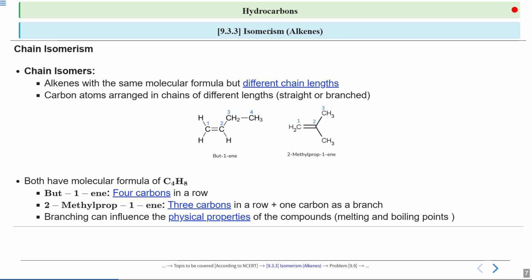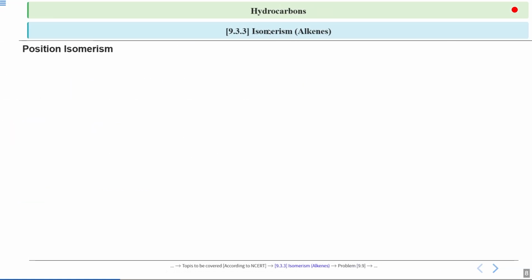We will deal with this in later slides, and we have seen a part of it in the alkanes also, how branching can affect physical properties like solubility, boiling point or melting point. Now we are moving on to the position isomer in the hydrocarbon.